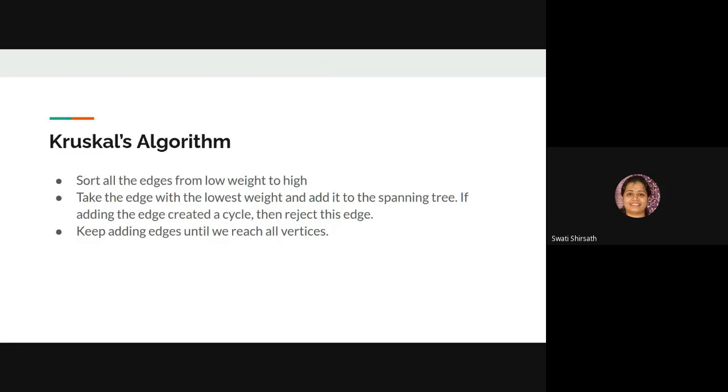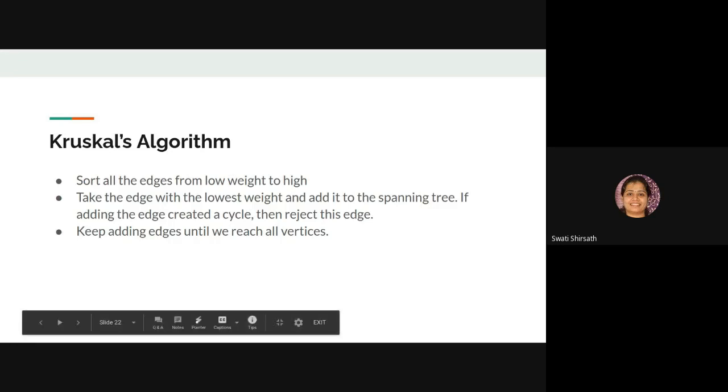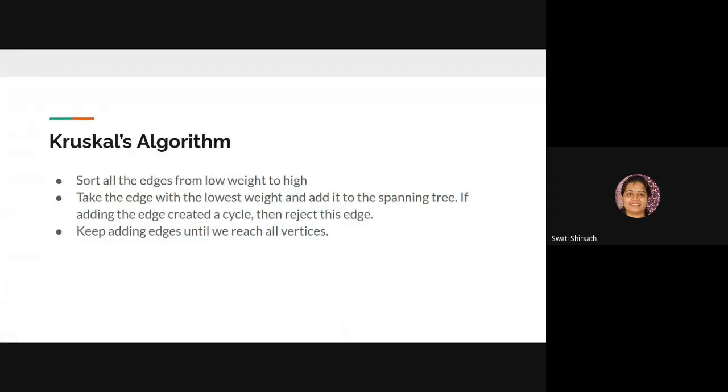We don't want any circuit or cycle. So you just consider the edges one by one, starting from the edge which has the lowest weight. We keep adding them till we reach the point where you cannot add any more edges. Okay, so these are the three small steps for Kruskal's algorithm.